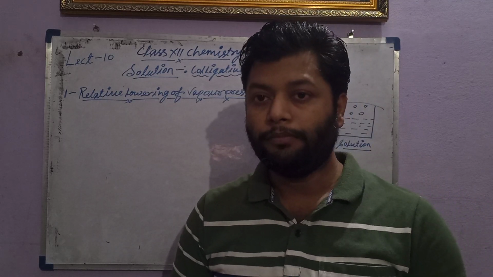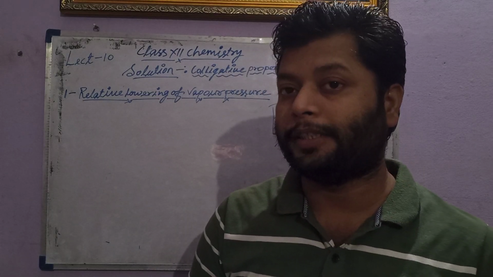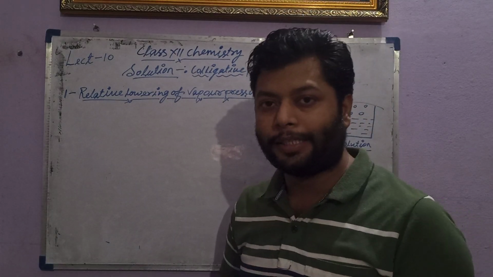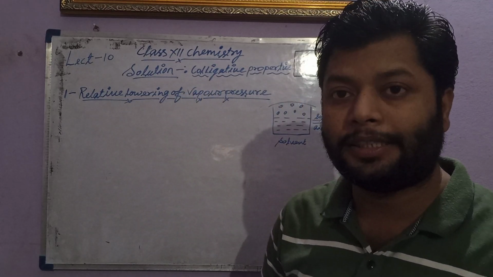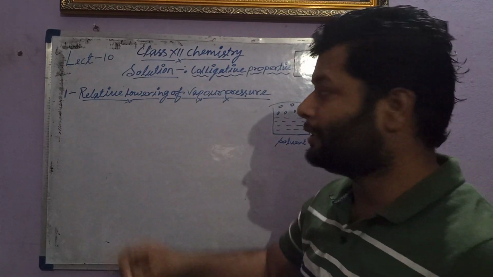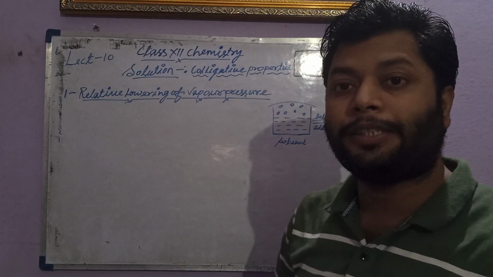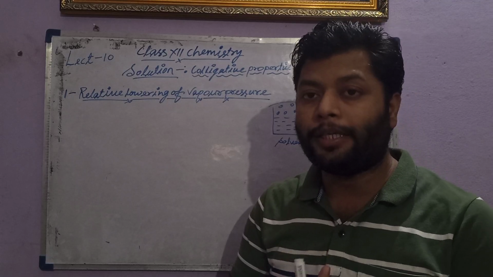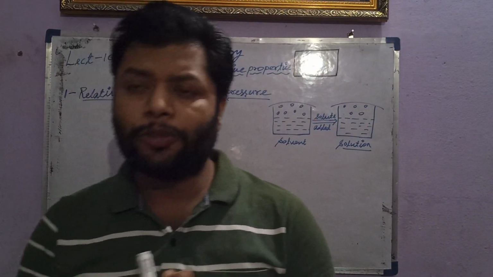But today we'll start the important concept of the chapter, that is called colligative properties. In this chapter there are four colligative properties, so one by one we will discuss all four, in which the first one is called relative lowering of vapor pressure. Relative lowering of vapor pressure. Students, it is very easy to learn.